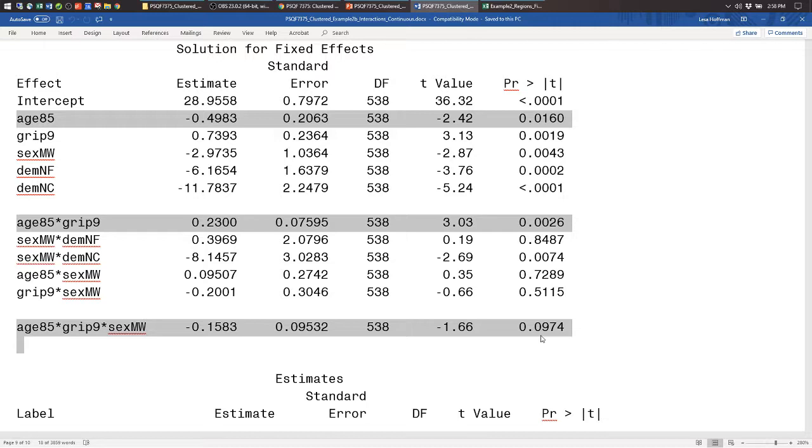Now let's pick up this one. What does the three-way interaction do to this two-way? This is a less positive. So this one is only for men. This three-way interaction says how that two-way interaction differs in women. So it makes it less of an effect.